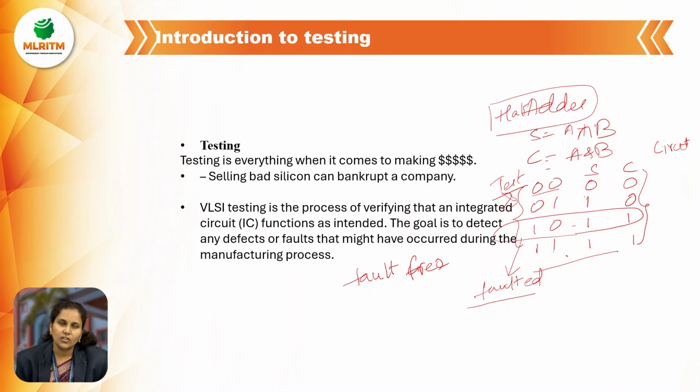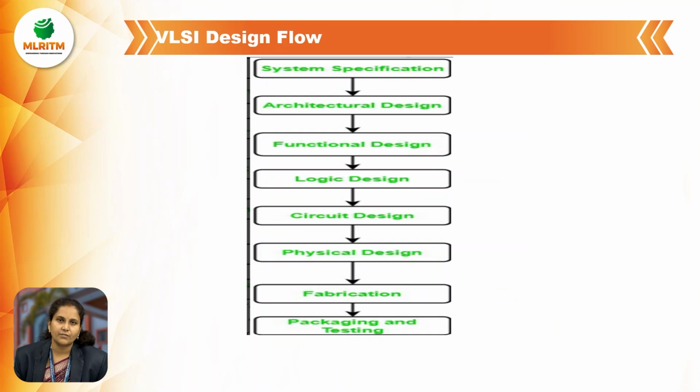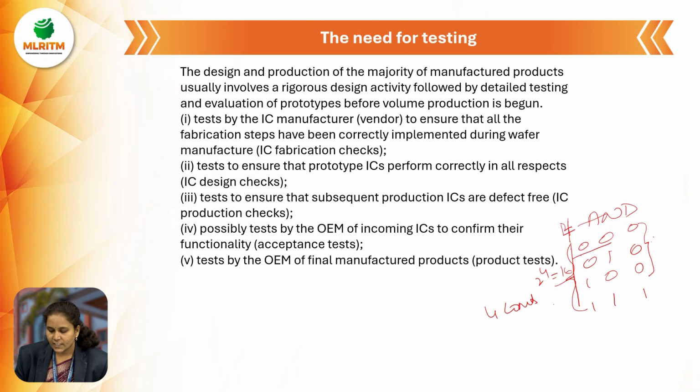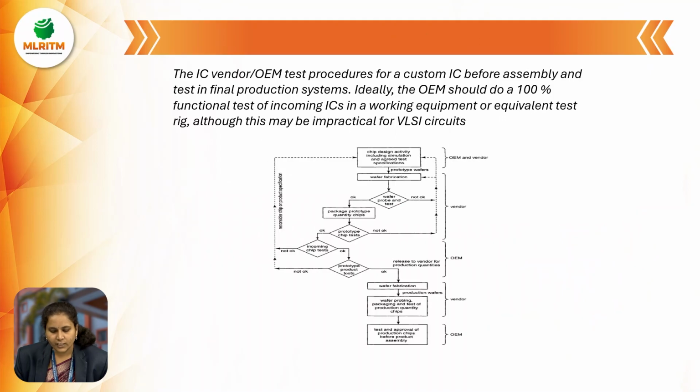If the output is wrong because of the output being stuck at 1, we say that it has a stuck-at-1 output fault. So in this lecture we have seen what testing is and the different types of testing. Along with that we have seen an example of how we are going to test a circuit, and what the need for testing is, along with a digital diagram.